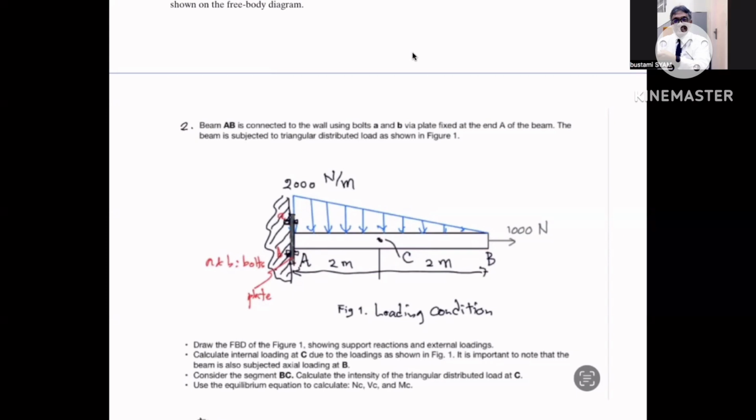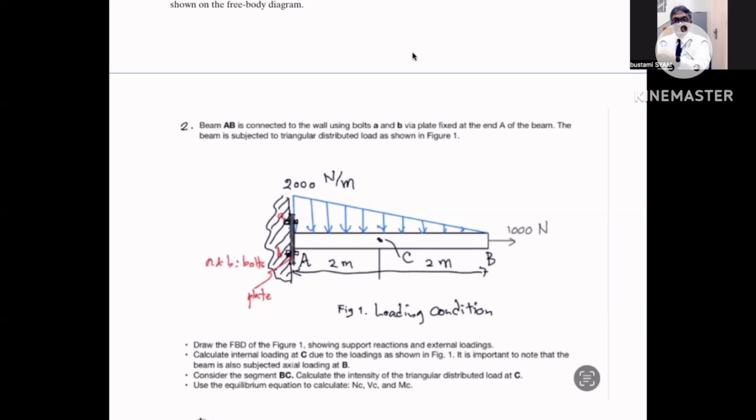of the beam. The beam is subjected to a triangular distributed load as shown in figure 1. Beam ini dikenai beban segitiga. Beban segitiga ini 2000 Newton per meter. Ini tidak ditulis di sini.